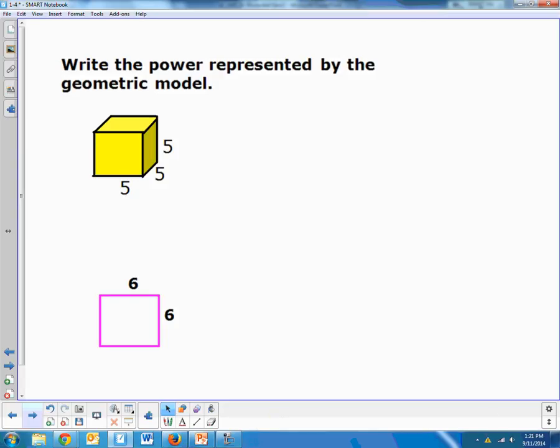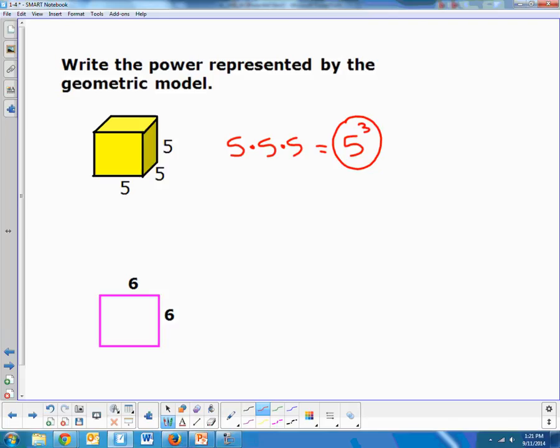So if we wanted to find the volume of that cube, we would do length times width times height. So we'd have 5 times 5 times 5. And I know, based on that last screen, that I can rewrite that as 5 to the third power, or 5 cubed. And we take that side length, and since it's a cube, we would have 5 cubed, 5 to the third power.